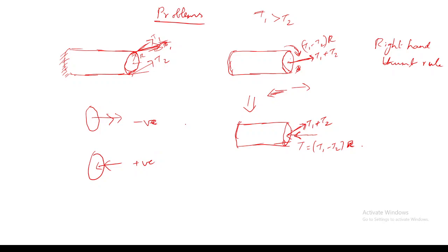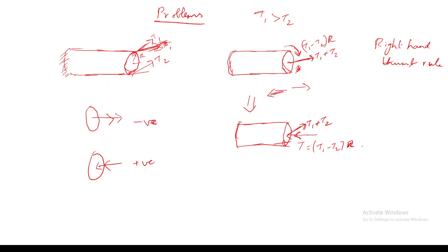Clockwise or anti-clockwise actually depends on from which direction you are seeing, whether from the right hand side or the left hand side, but mostly we will be seeing from the right hand side. To avoid that confusion, like I have said, use the right hand thumb rule. Based on the direction of the thumb, you can say whether it is pointing towards the cross section or away from the cross section. In our example, the twisting couple is towards the cross section, so it will be a positive twisting moment.